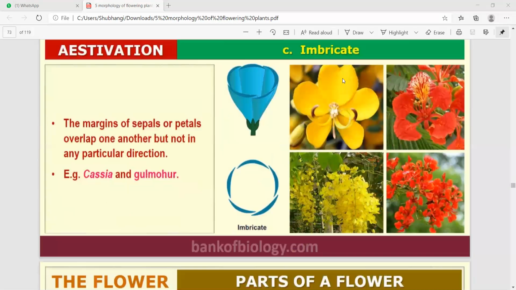And then we have this one where the margins of sepals or petals overlap one another but not in any particular direction or any particular pattern. As you can see here, in the case of all these plants, cassia and the gulmohar plant, they are not following any pattern, and this is called as what? Imbricate estivation of sepals and petals.